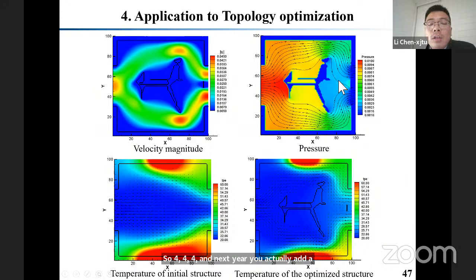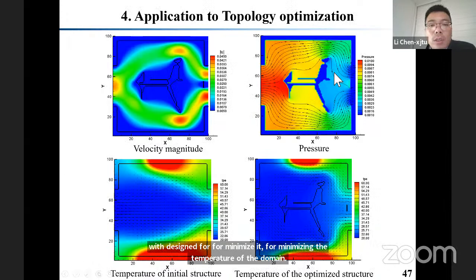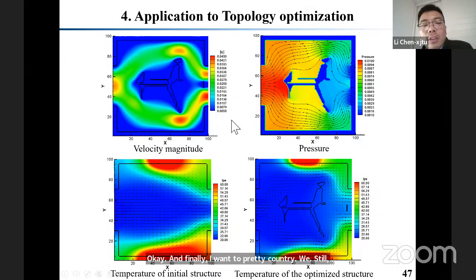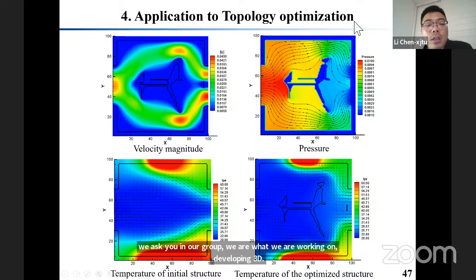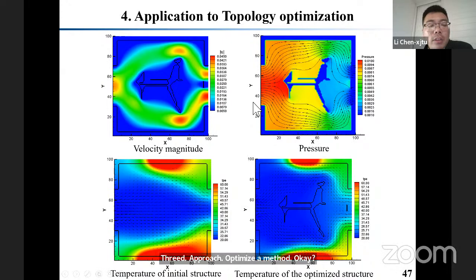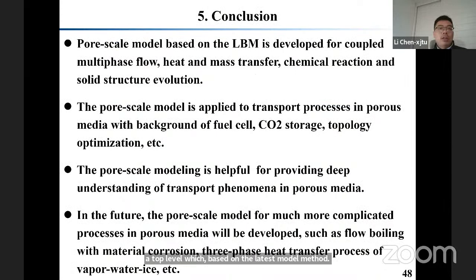And finally, currently we are working on developing a 3D topology optimization method. These examples actually are 2D, and in our group we are developing 3D topology optimization based on the lattice Boltzmann method. Okay, so now I have to make a conclusion of my talk today.